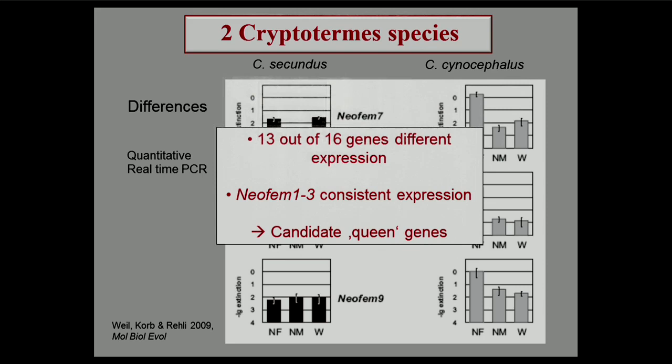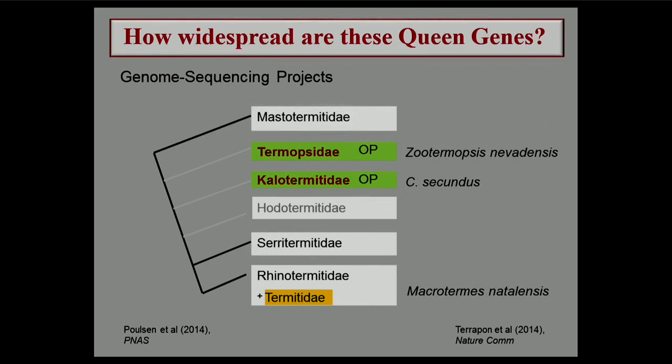More recently, we looked at how widespread our queen genes are in other families, and this we could only do because of several genome sequencing projects. The first genome published last year was Zootermopsis nevadensis, which is also a one-piece nesting termite similar to our termite, but belonging to another family. The second genome published last year is Macrotermes natalensis, a fungus-growing termite belonging to the Termitidae.